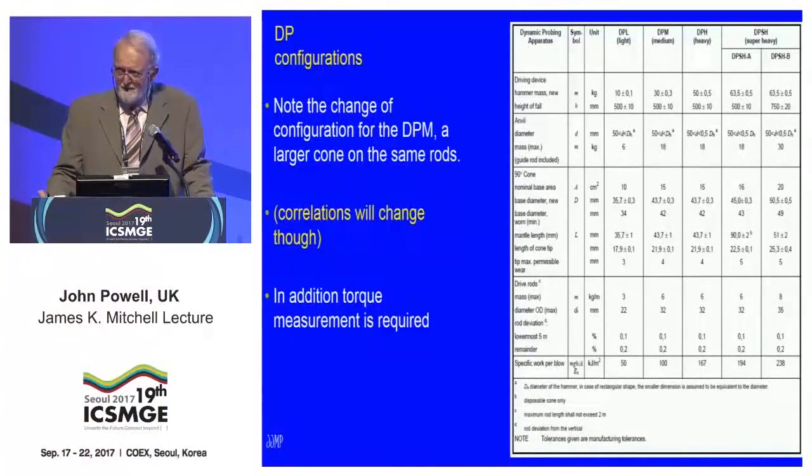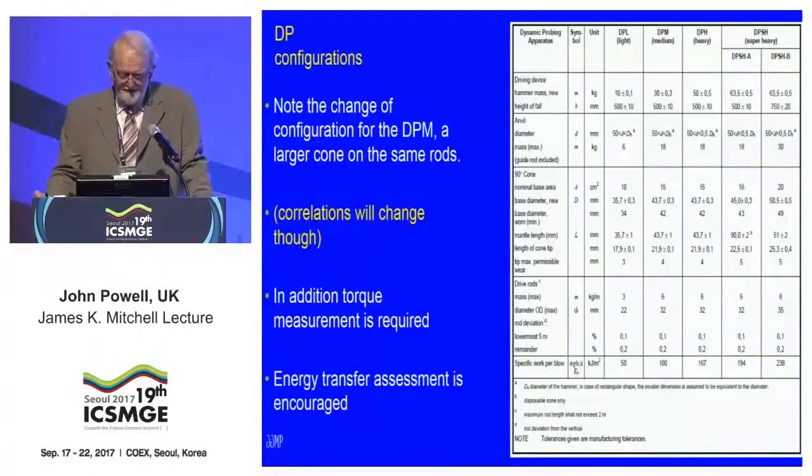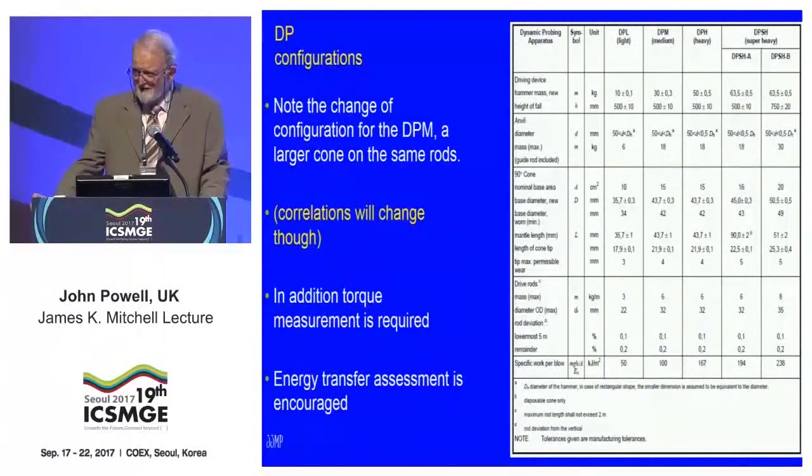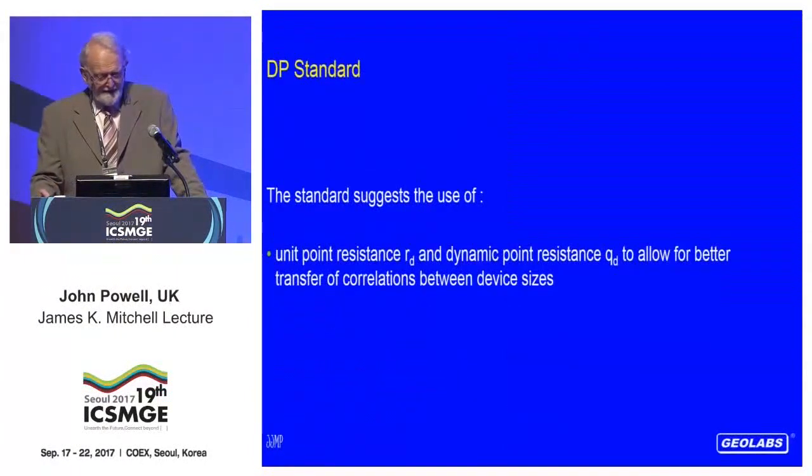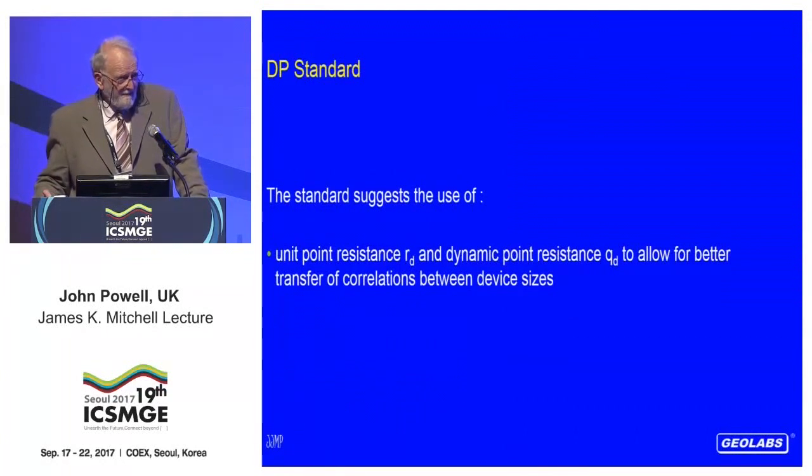Also, torque has to be measured now in the standard at intervals down the profile. An energy transfer assessment, the same as with the SPT, is desirable, but doesn't have to be done. It also suggests that maybe we should be starting to think more about unit point resistance, RD, and dynamic point resistance, QD, to allow for better correlations.